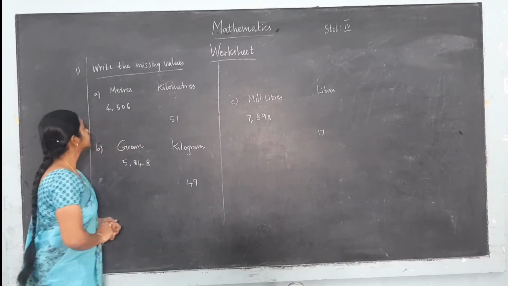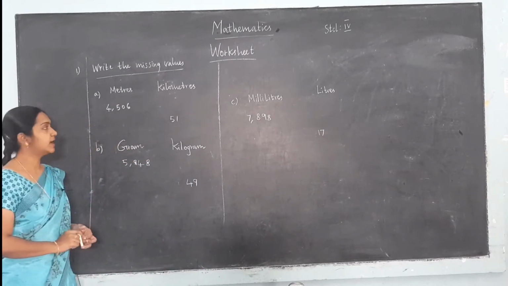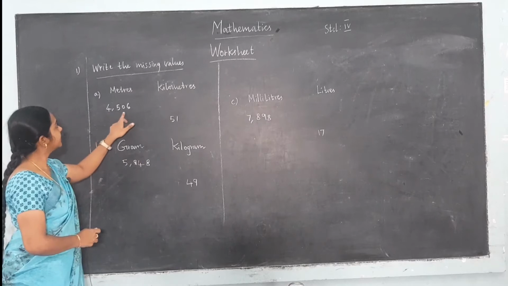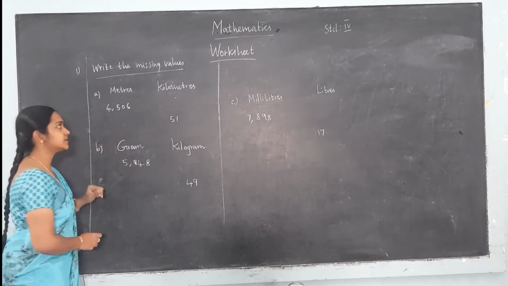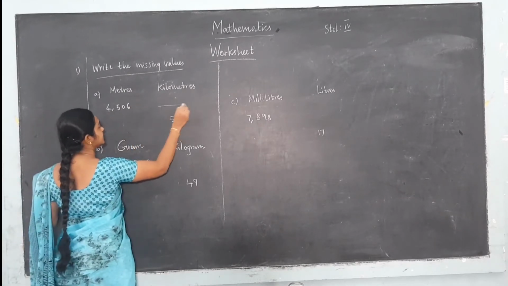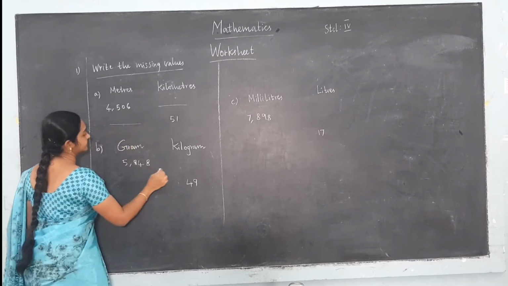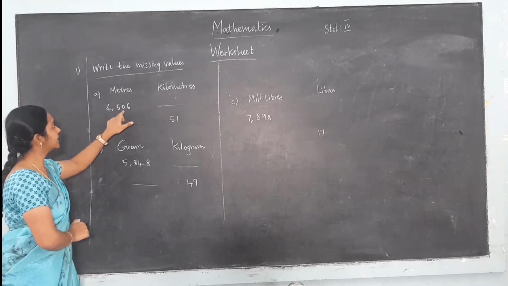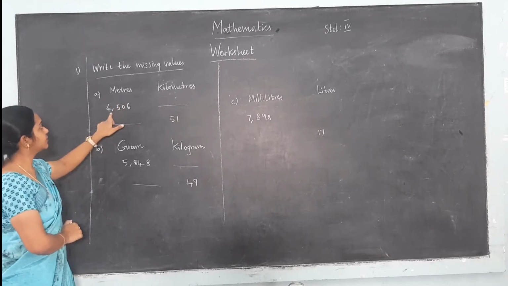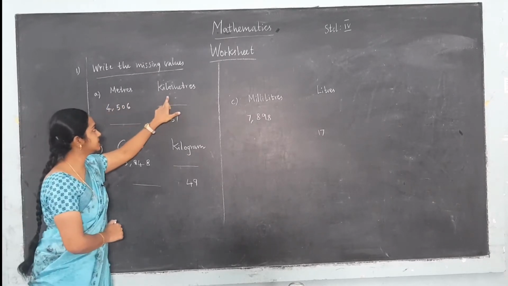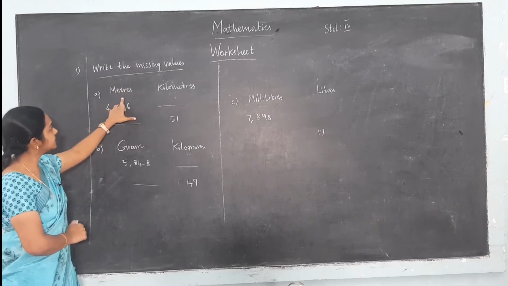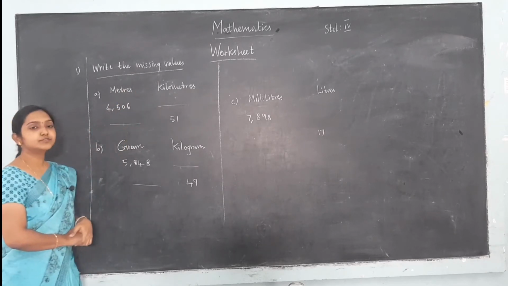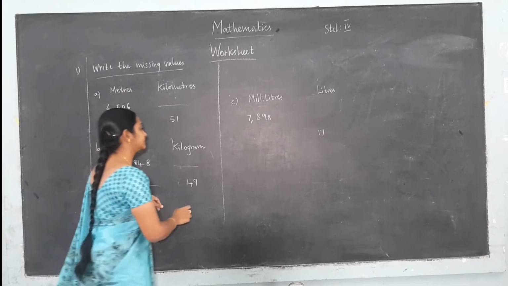The first problem is write the missing values. Here meter is given. We have to convert this into kilometers. 4506 meters. We are going to convert this into kilometer. To convert meter into kilometer, we have to divide that by 1000.